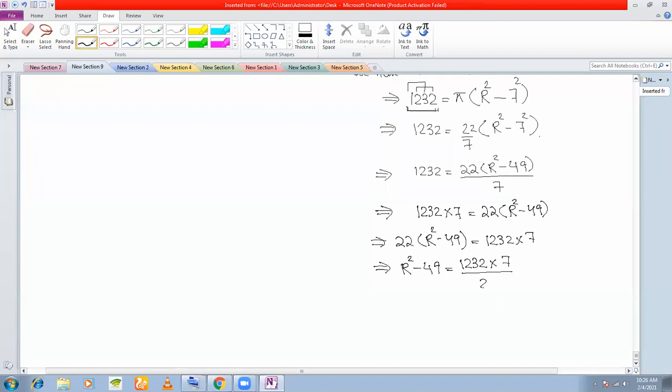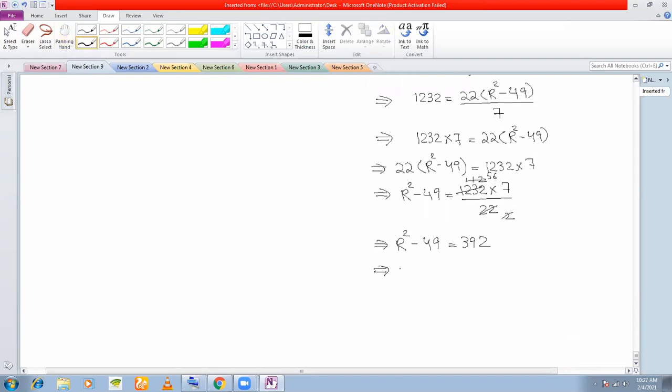divided by 22. Now see, this 22 will cancel twice with 11 and this will cancel with 11 also. 11 1, 11 1 and 11 2. Now 2 will cancel with 112, 56 times. Okay, so what are you getting? You're getting R square minus 49 is equal to 56 into 7. 56 into 7 is how much? 392.